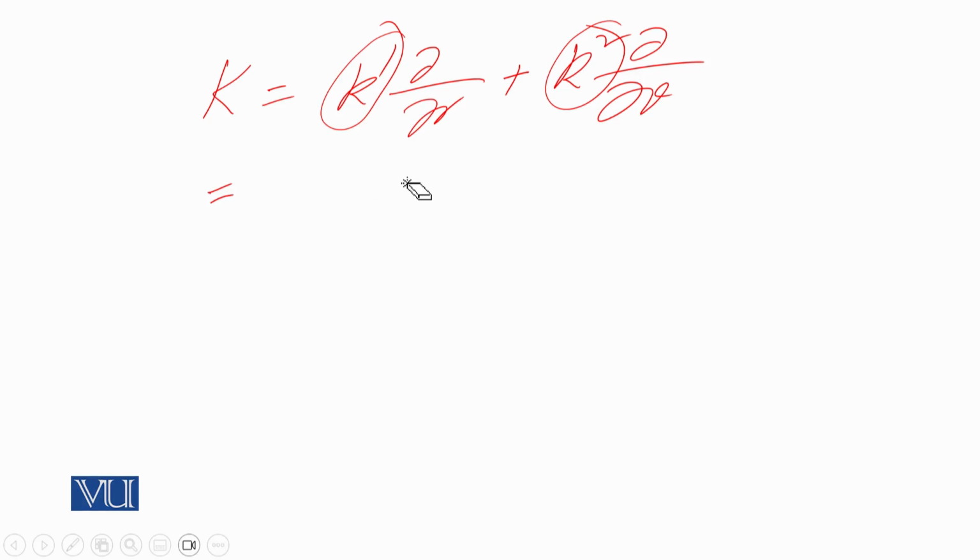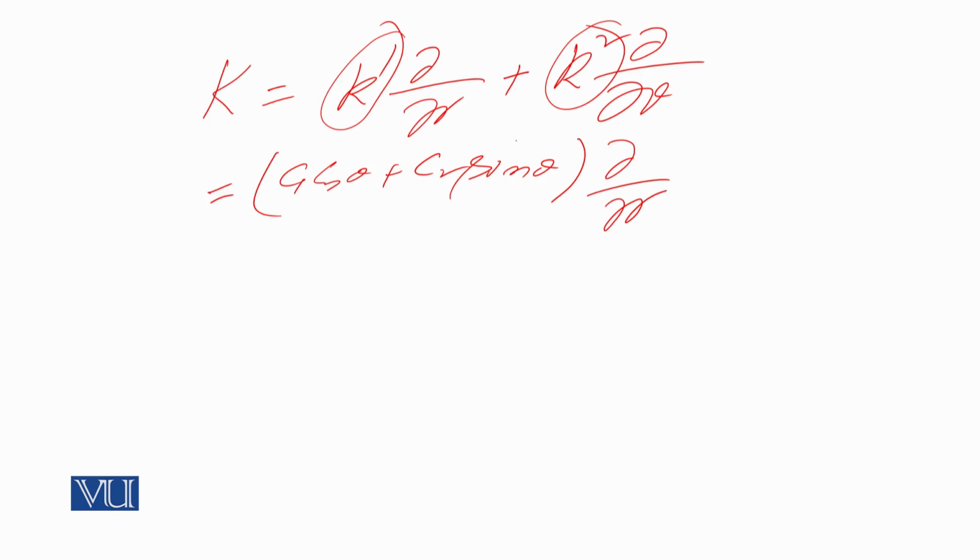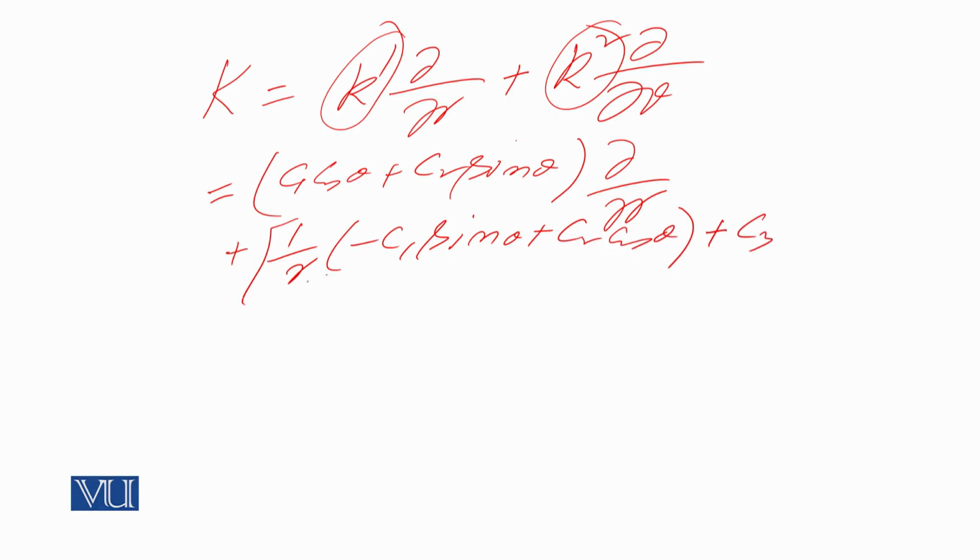we are just inserting c1 cos theta, c2 sin theta partial by partial r plus k2. k2 is 1 over r minus c1 sin theta plus c2 cos theta plus c3, and this whole is partial by partial theta.